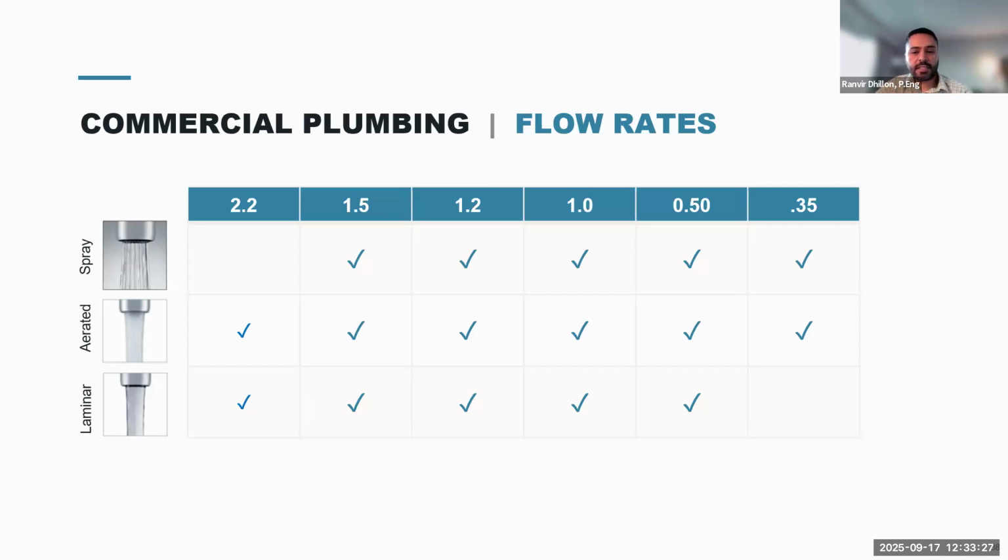For example, UPC and IPC code for commercial faucets in public locations throughout North America requires a flow rate of 0.5 gallons per minute. Now, there are exceptions to this code, and like we talked about, sometimes they will clash with others, so it's important to have that authority having jurisdiction. For LEED certified facilities, 0.35 gallons per minute is required to meet LEED 4.0 and 4.1 guidelines.